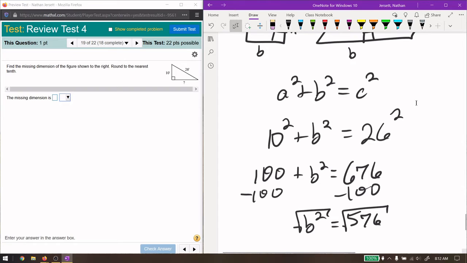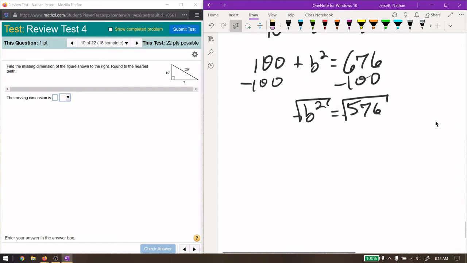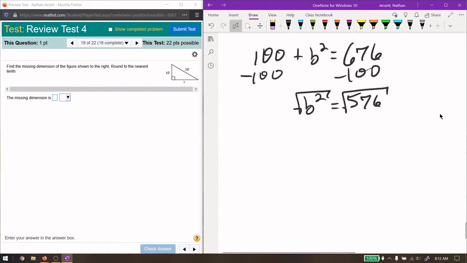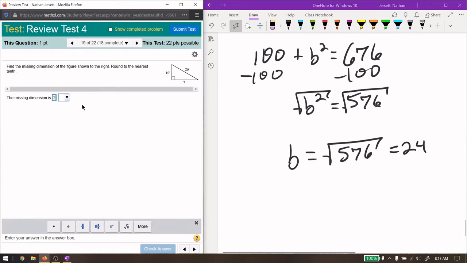Technically, when you take a square root, you need to consider the positive and negative versions of it. But here we're talking about a distance, and a distance is always positive. So we only care about the positive square root of 576. Oh, which is 24. Hey, I didn't know that was a Pythagorean triple. 24. This is in feet. All the side lengths are in feet, so it's going to be feet as well.